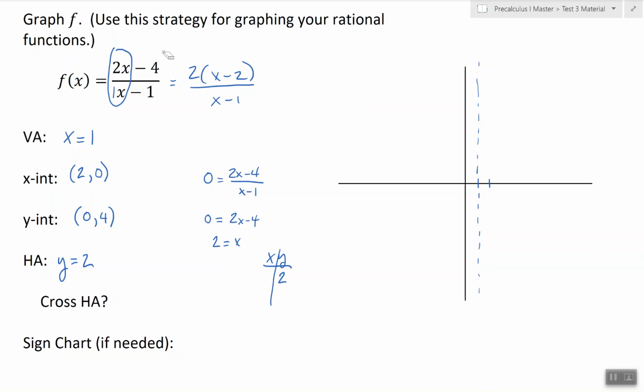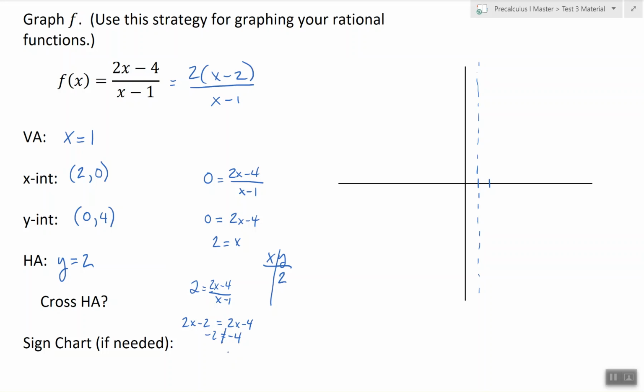So we're going to come up here and look at our function we have. We're going to make the y 2. So here's my work on that. 2 equals 2x minus 4 over x minus 1. I multiply both sides by x minus 1 so that I can get rid of the fractions. And I subtract 2x from both sides, I get negative 2 equals negative 4. And that is a not true statement.